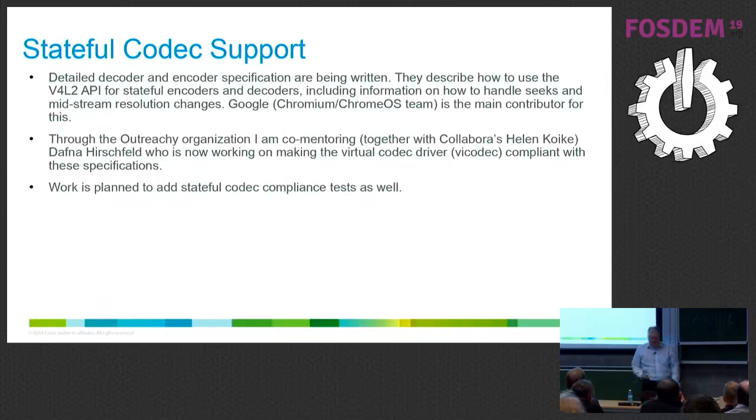But first, stateful codecs. As I said, we support a fairly big range of them already. What was missing was a precise specification of how to use the Video for Linux API for that, particularly in corner cases, like what should happen when you do a seek in the middle of a stream, or you have a midstream resolution change. And Google, specifically the Chromium and Chrome OS team, have been working on writing all those details down. Incredibly useful. It is not yet merged. We are going through hopefully at least one more version, I think. But there's a good chance it will get into the 5.1 kernel. Was it 5.2 by now? 5.1. Where are we?